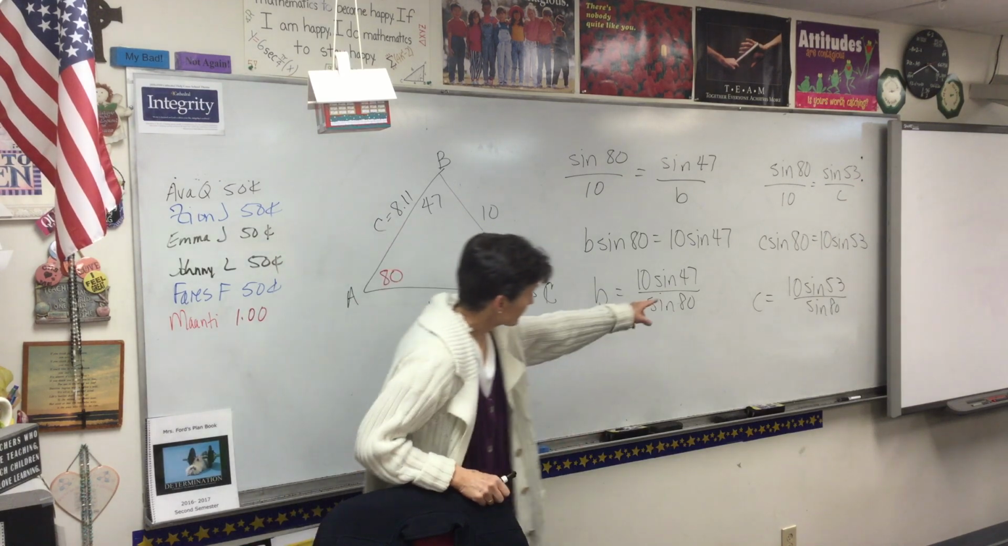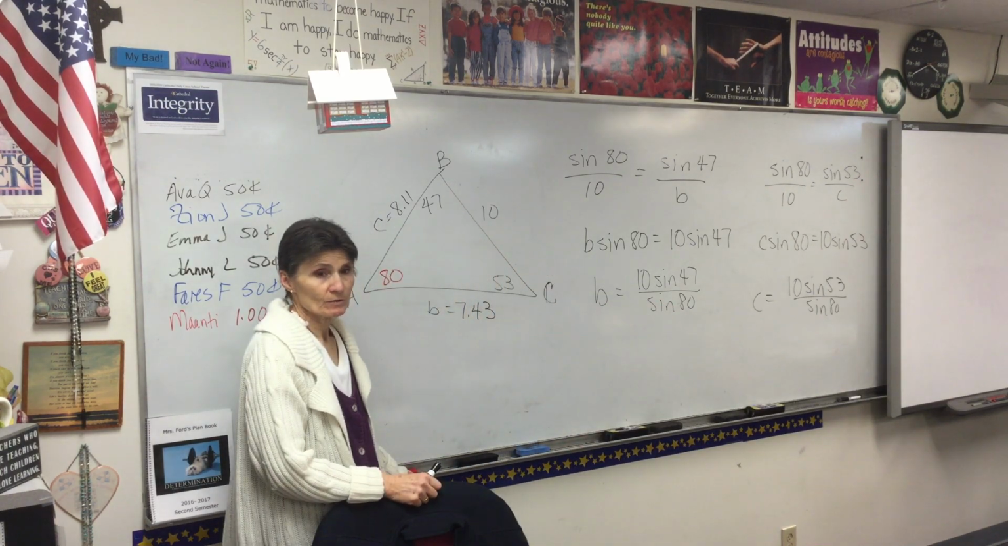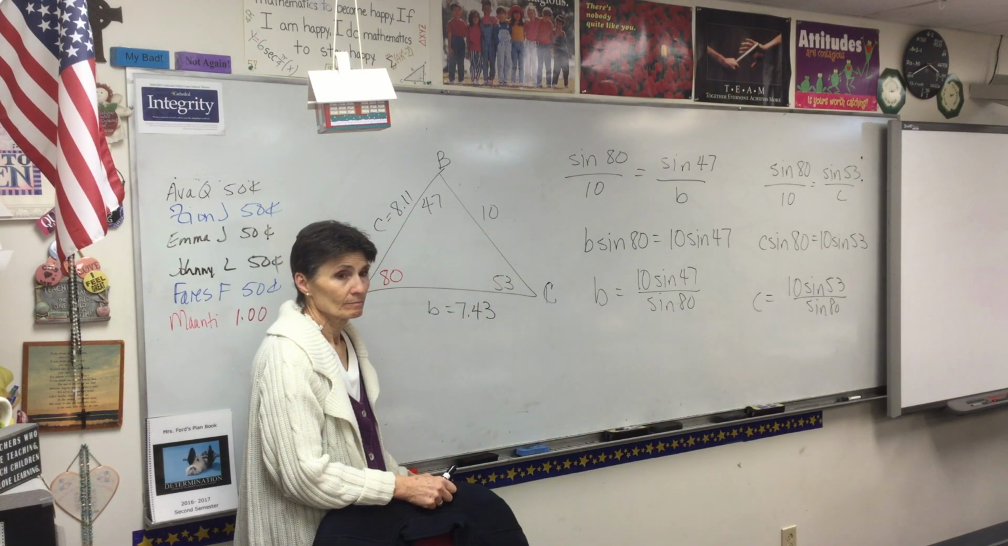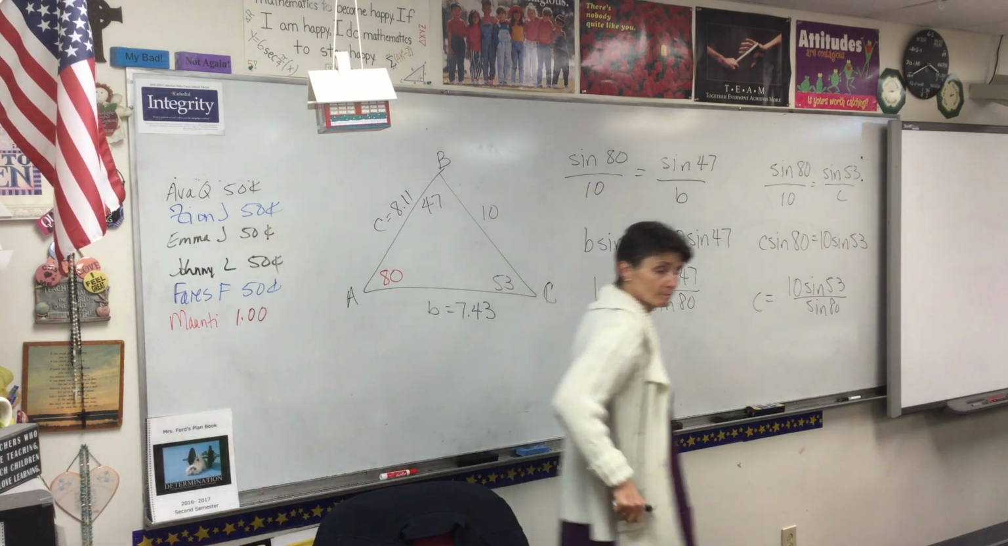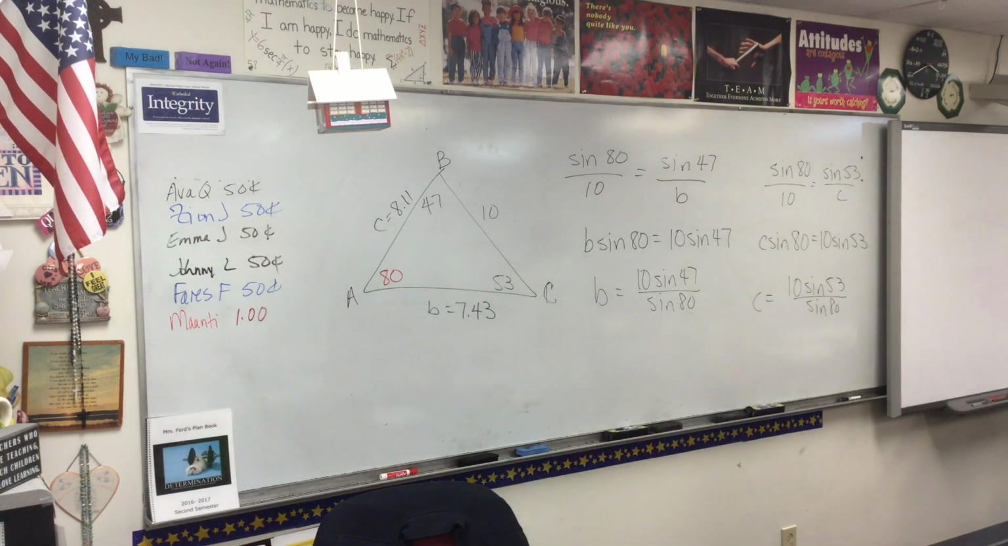I don't know either. Like 10 sine 53 over sine 80. I got the same thing. Did you close the parentheses? Are you in degrees? Yes. Because you're multiplying instead of dividing, you didn't hit the divided sign. Okay. Divided by sine 80.